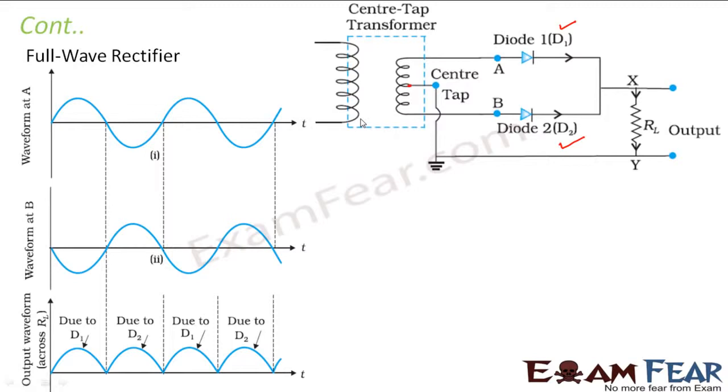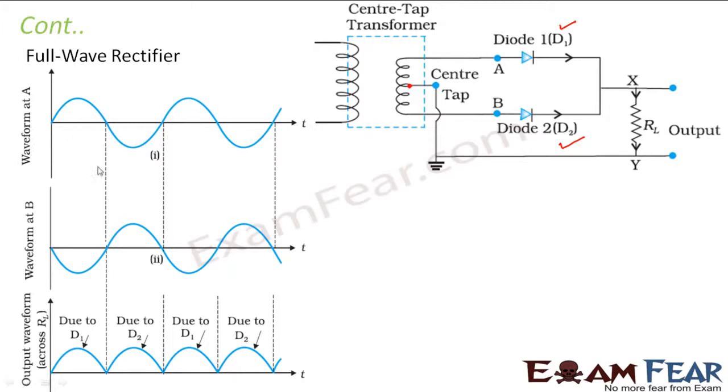So basically it has a transformer. All these things I taught you in your earlier lessons, right? So this is your primary coil, this is your secondary coil. The input voltage is applied across the primary coil, so it will get induced in the secondary coil. Now in a full wave rectifier, the center tap is there. That means the voltage at A or B is measured with respect to the center tap, right? So in this case, what happens? Let us suppose this is my waveform at A and this is my waveform at B.